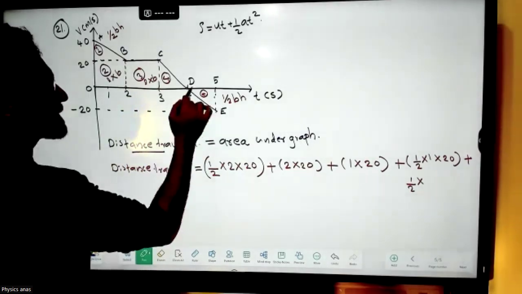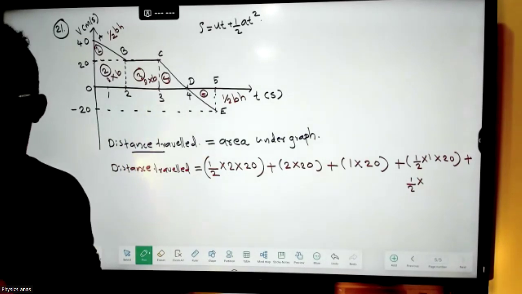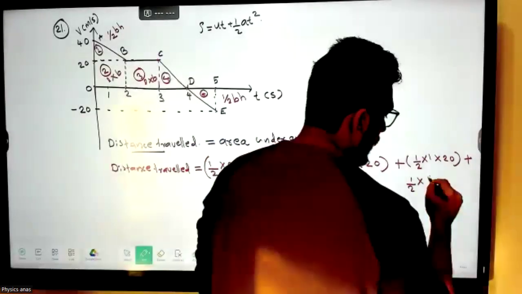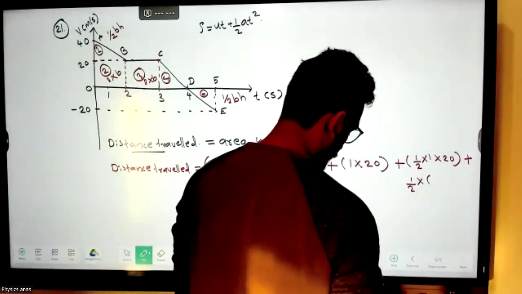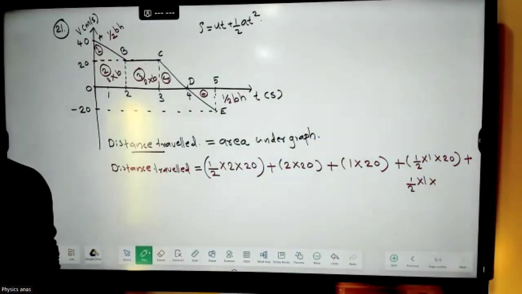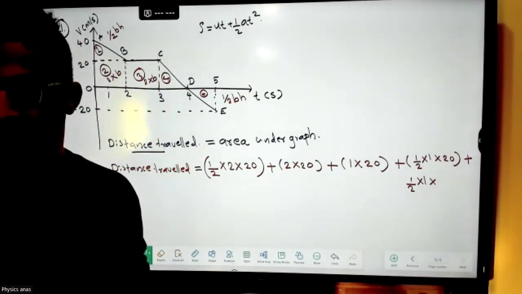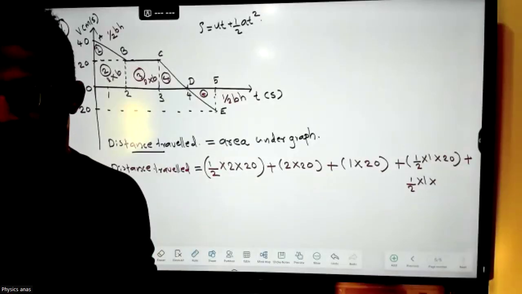And B here is 4 to 5. 5 minus 4, just 1. Okay? Just 1. 1 into, what is H here? No. H is height. Area cannot be negative, right?